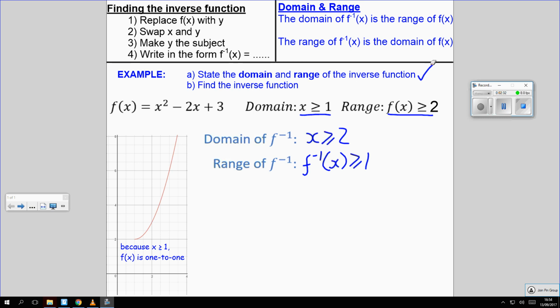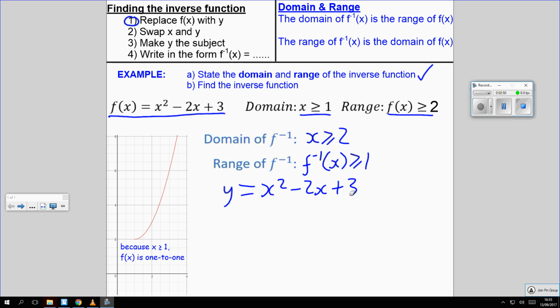So now we want to think about moving on to actually invert it. So step 1, replace f of x with y. So we're going to take that function and we're going to write y equals instead of f of x. So y equals x squared minus 2x, add 3.